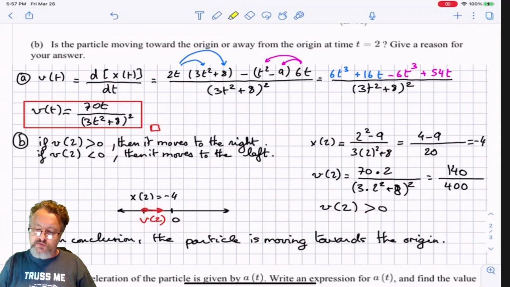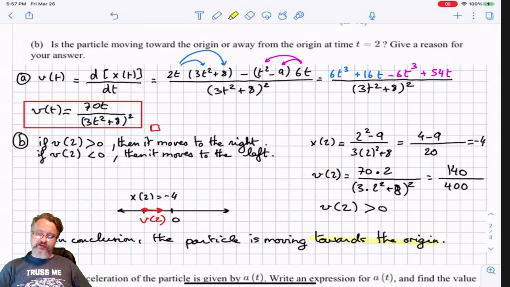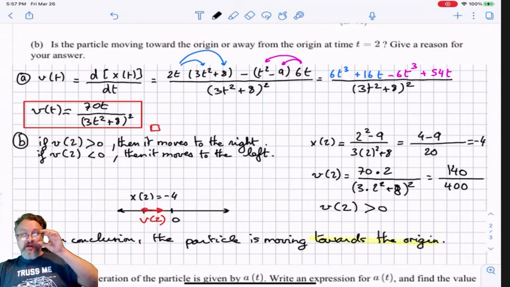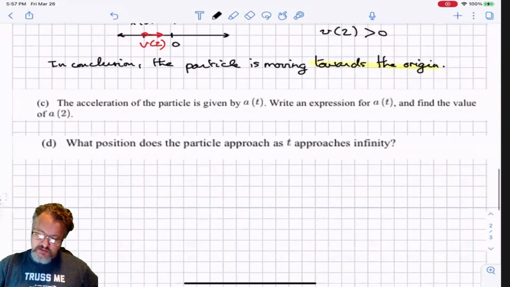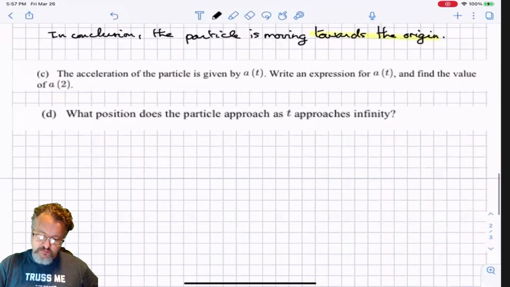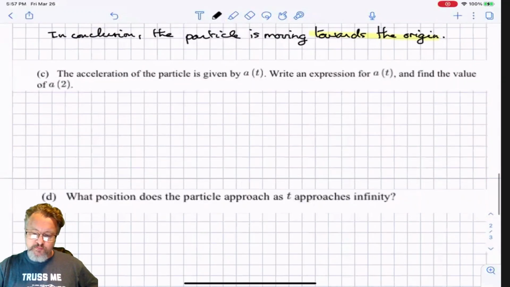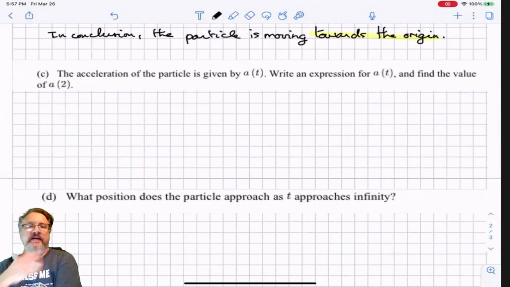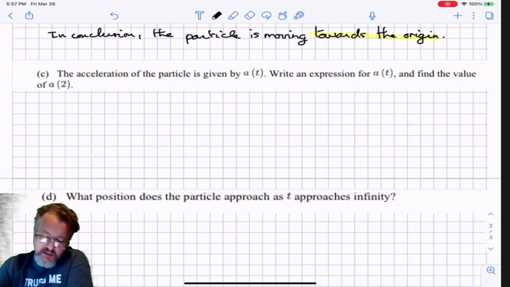Okay? Let's highlight this little answer right here. We are almost done. Let's look at part C. Let me move this down a little bit more to get more room. All right. Part C. The acceleration of the particle is given by a of t. Write an expression for a of t and find a at 2.